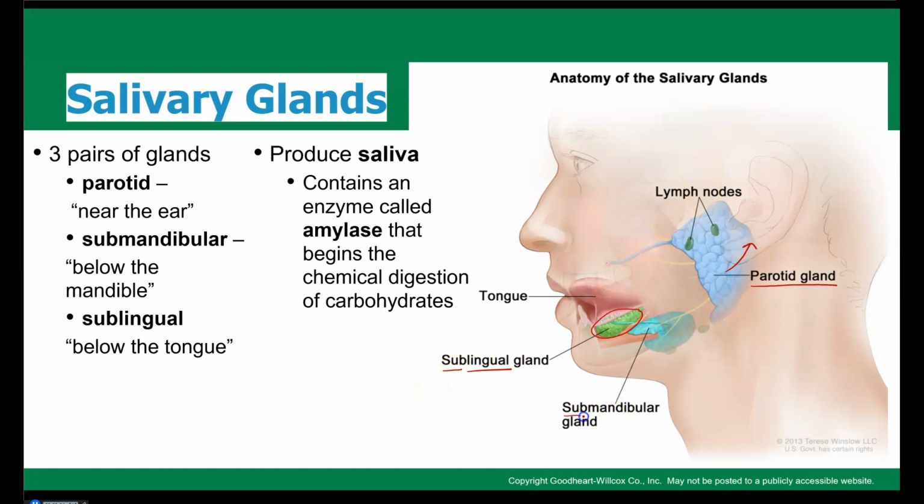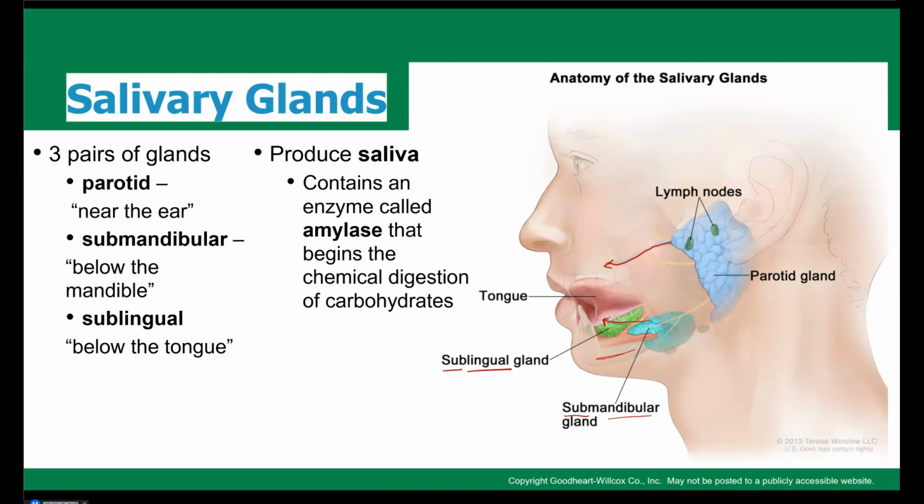And then submandibular below the mandible. So here's the mandible bone right here. It's kind of hard to tell, but this gland is deep to that, just on the inside of the mandible. So those 3 each have a duct. So this is the duct right here for the parotid gland. This is the duct for the submandibular, and I don't see the one for the sublingual.